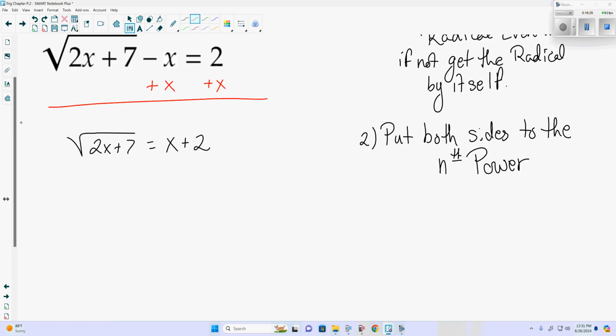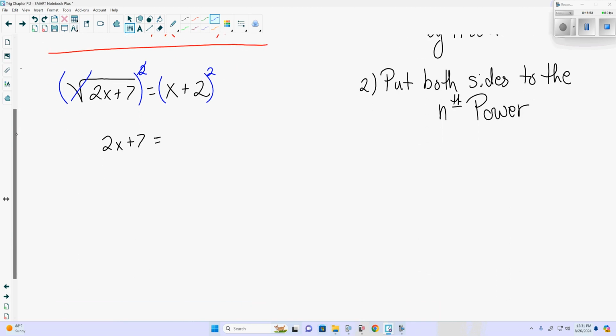Now we need to put both sides to the nth power. And what we're trying to do is to get rid of the radical. Well, we have a square root, yes? So how do we get rid of a square root? We square it. Because if we square a square root, they simplify out, leaving us with (2x plus 7).